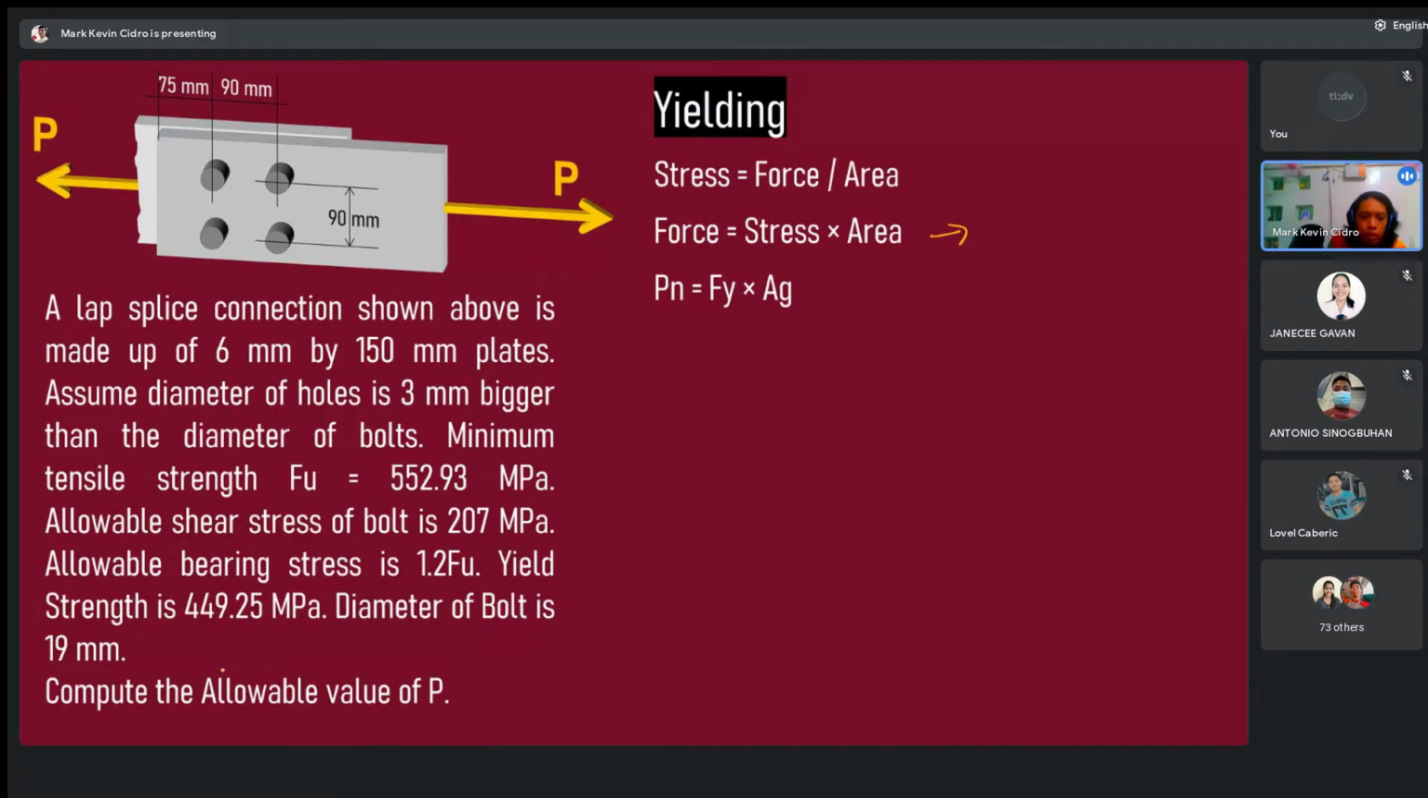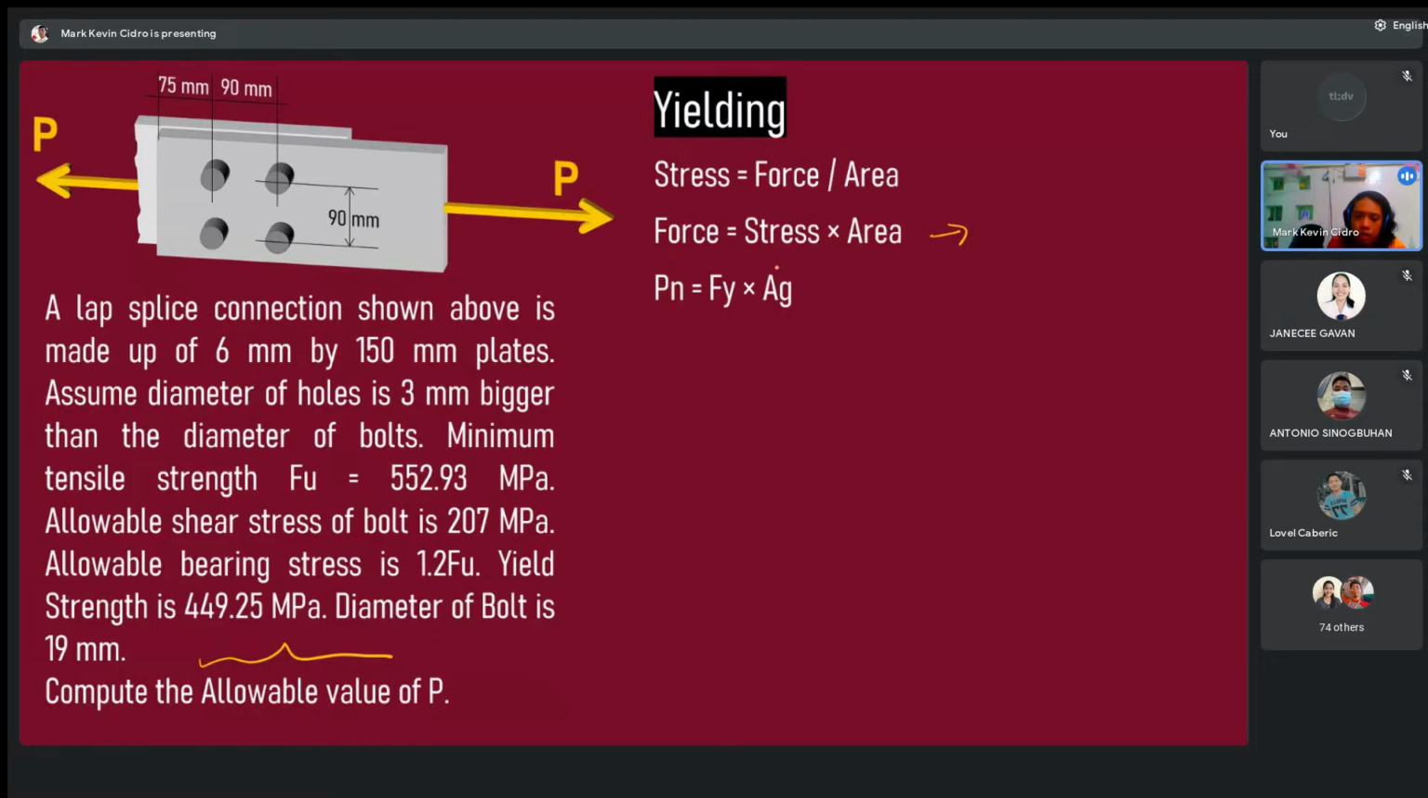So kung nominal value, before you can solve for the allowable, of course you have to solve first for the nominal value. Then later, kukunin mo ang factor of safety. Okay? Pero later na ito, pag-apply ng factor of safety. Kukunin lang natin ang nominal value of P before we can solve for the allowable value. Okay, so PN lang kukunin, that's the force.